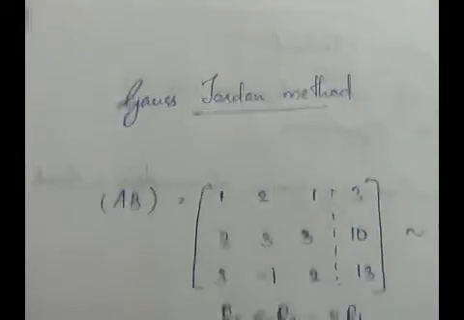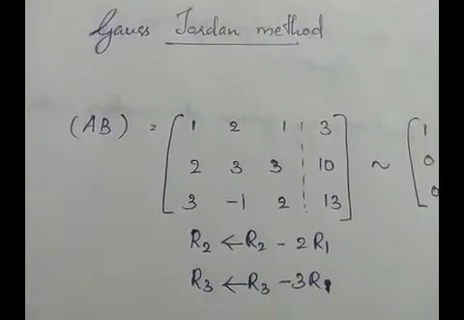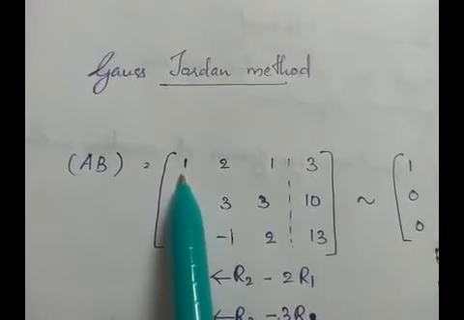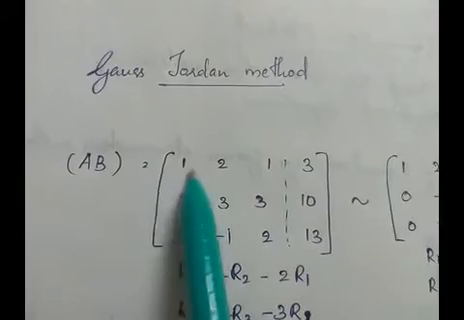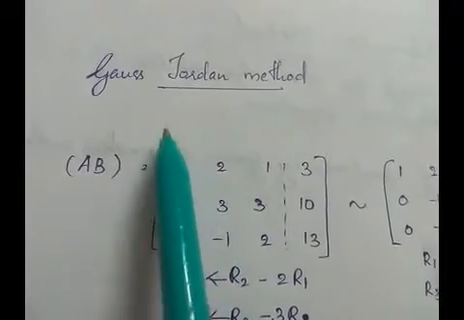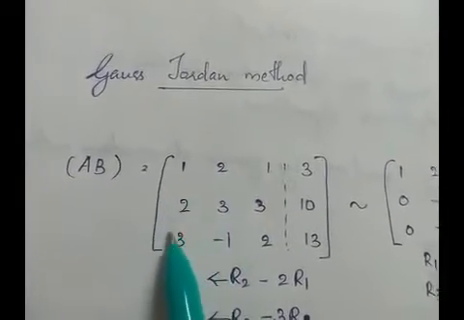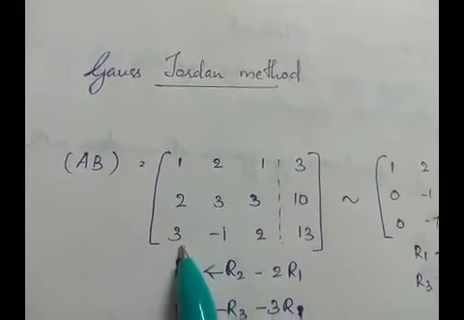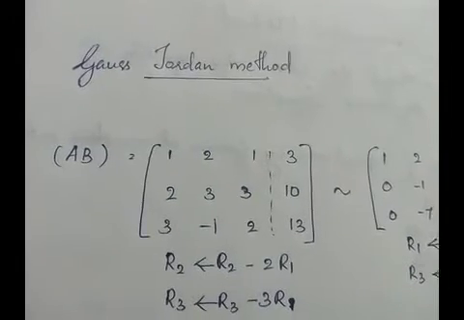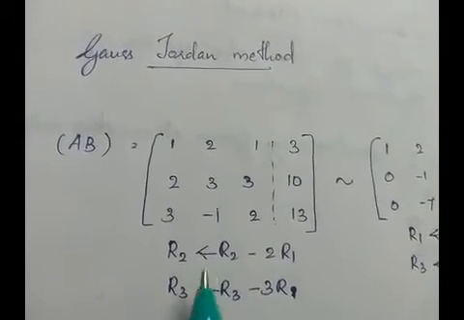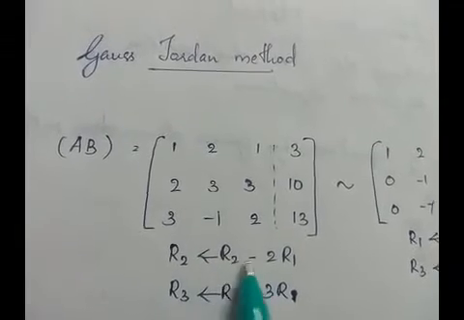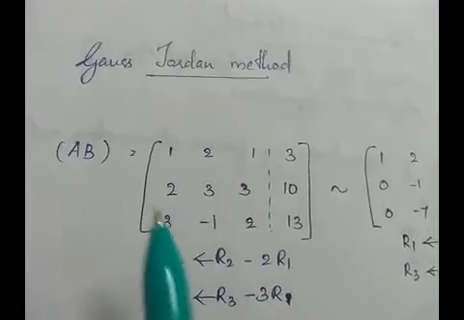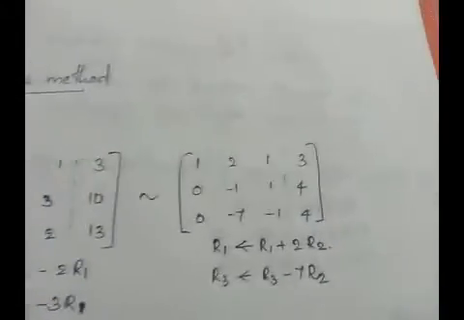So we start with the first step which we did in Gauss elimination. First we take the first diagonal element and convert the elements above and below it to 0. Since the first diagonal element doesn't have any element above it, we have to convert the elements below the diagonal element 1 to 0, which we have already done in Gauss elimination by the row equations. R2 becomes R2 minus 2R1 and R3 becomes R3 minus 3R1. By applying this we got the matrix like this.